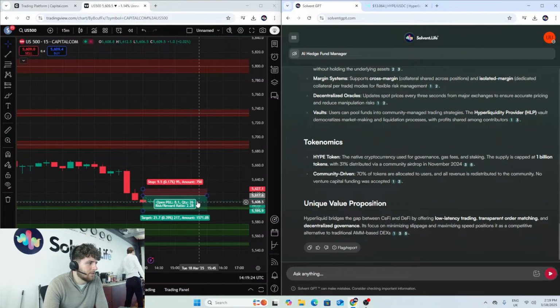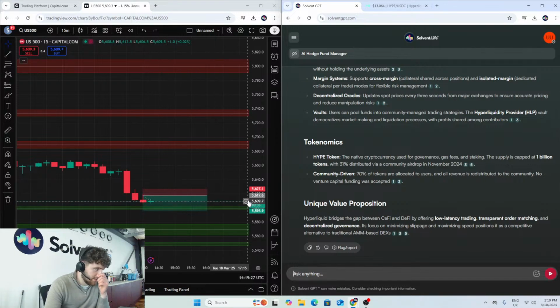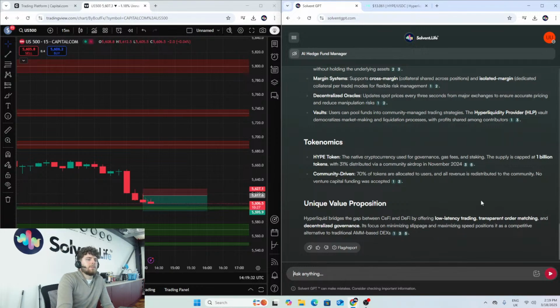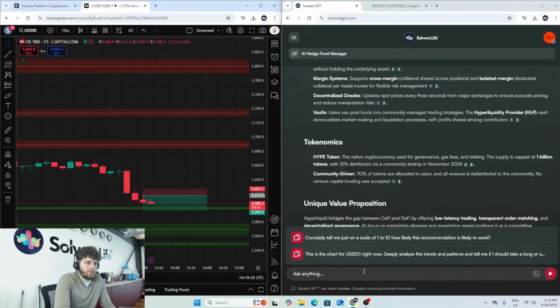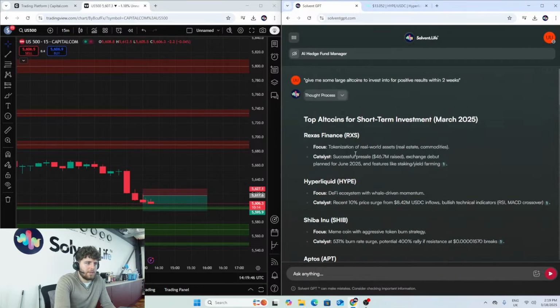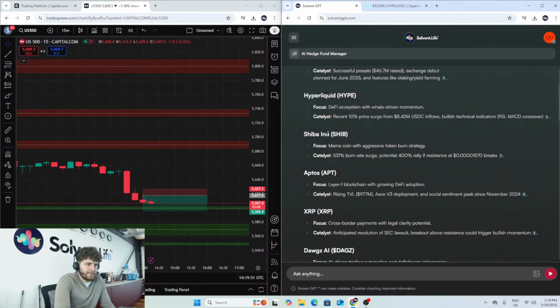How's our trade performing? Still fluctuating around the 610 mark. So, oh, drop now. Quite a big drop from the US 500. Currently at $1,100 in profit. Now, what other cryptos were we given? I think Shiba Inu would be interesting. So, give me some information on Shiba.